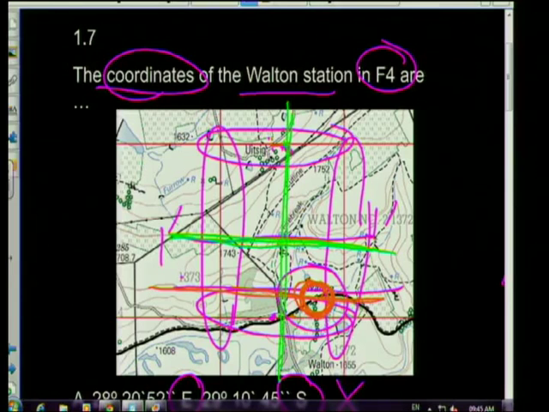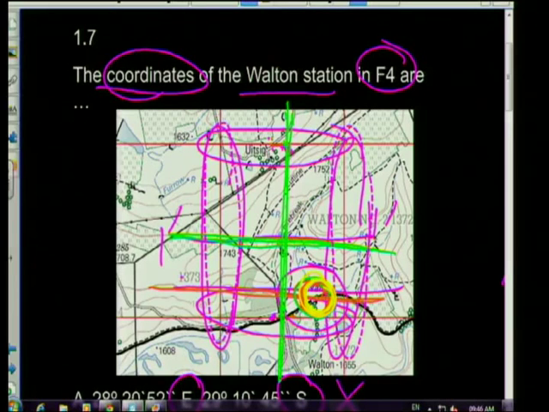So remember, the distance from this line to this line is 1 minute. The halfway point between these two lines is here. That would be 45 seconds. So what I should know is that Walton Station is located, let's get Walton Station in yellow. Walton Station is here, which is almost on the 45 second latitude and greater than the 30 second longitude.